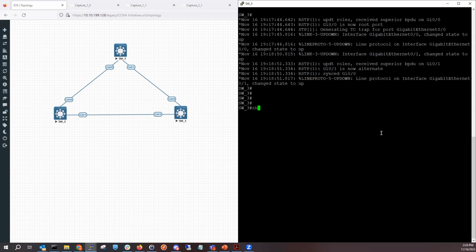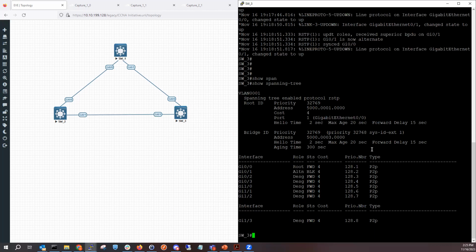Good old switch 3. So if we do the same command, show spanning tree, we see a few things similar to what we've seen in regular spanning tree. We have communication with our root. It's telling us who the root is, which is switch 1. So we're good there. We know which port is the root port, which is gigabit 0/0, with a cost of 4 to get there. Lowest cost always wins, okay? And we can see our information.